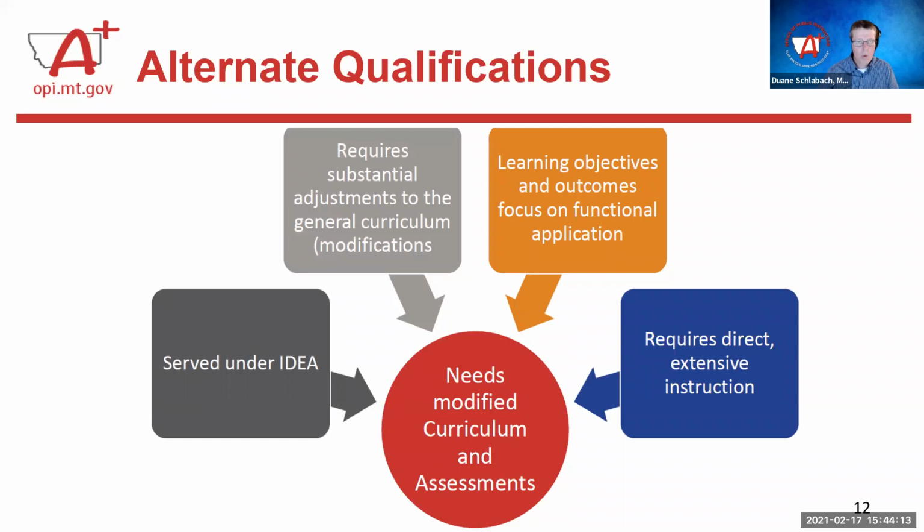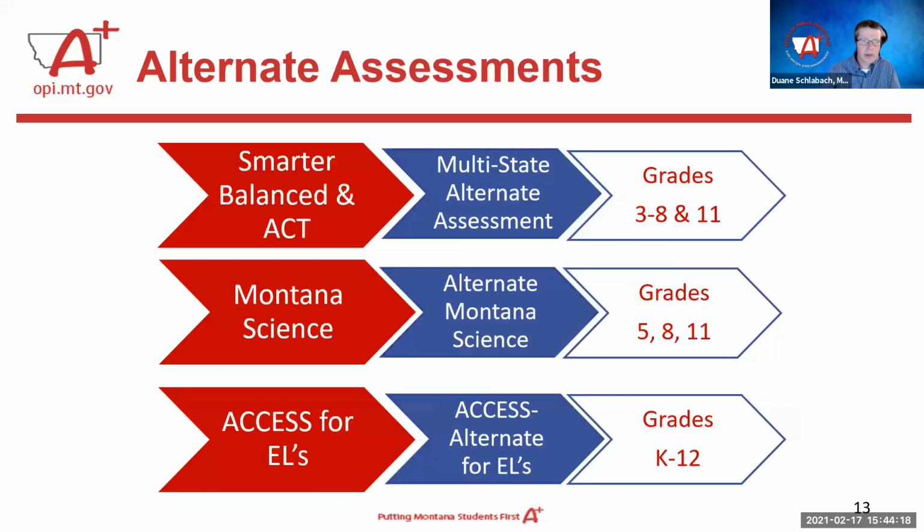Now, what are these alternate assessments? If you look at this map here, this graph, if you will, the ELA and math alternate assessment is called the multi-state alternate assessment, oftentimes referred to as MSAA, and applies to students in grades 3 through 8 and 11. In short, it's the alternate assessment for the general education assessments, Smarter Balanced and the ACT.